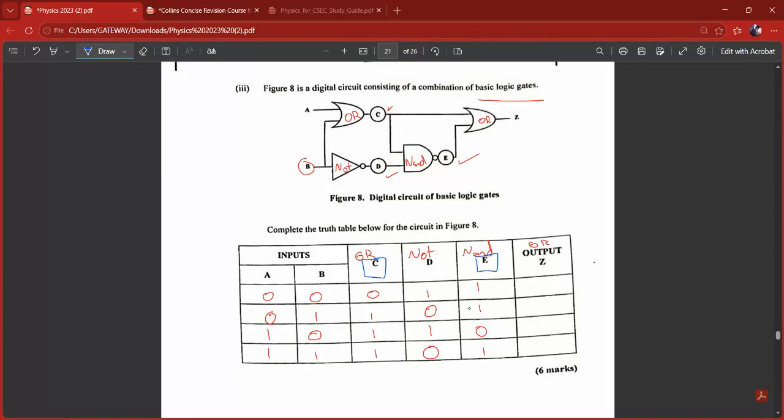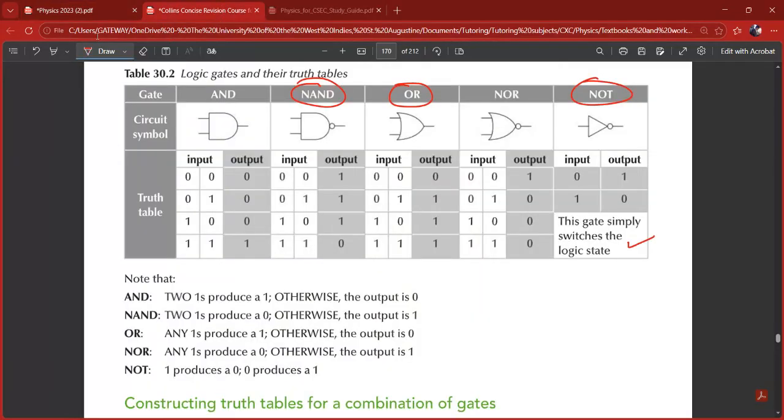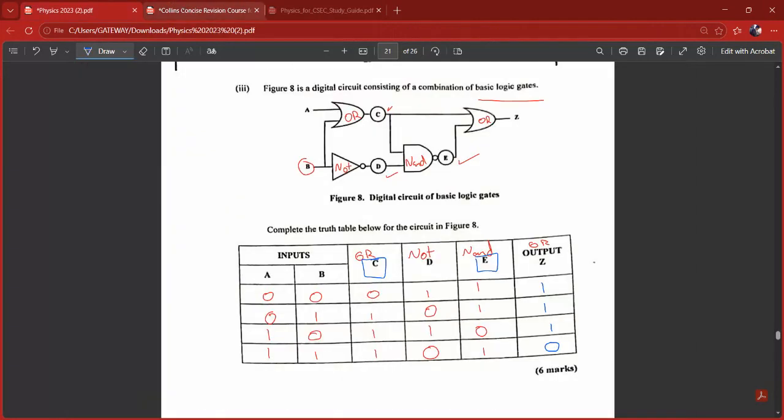So when you have a 0 and a 1, this should give you a 1. This is a 1 and a 1, you get a 1. This is a 1 and a 0, you should get a 1. And this is a 1 and a 1, you should get a 0. When you have a 1 and a 1, you get a 0 and a 2. This is for a OR gate.